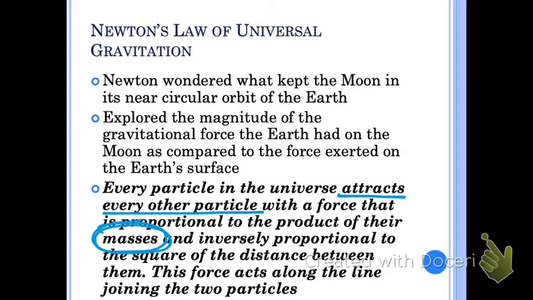Okay? So the second part of the definition that I want to look at is that it says this force acts along the line joining the two particles. And so all that means is that when I've got two people and there's a gravitational force between them, it really is acting from the center of their mass. So if their center of mass is, I don't know, somewhere along here, right? Center of mass. It's kind of like the vector center of that object, right?